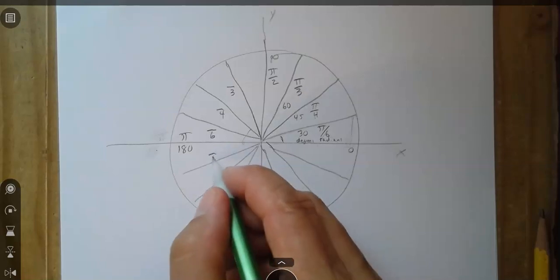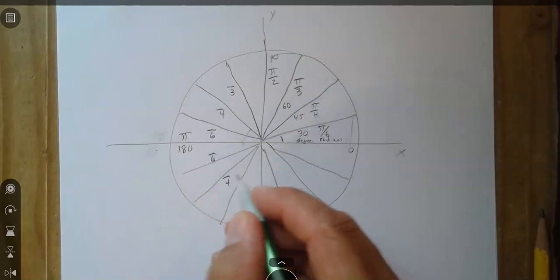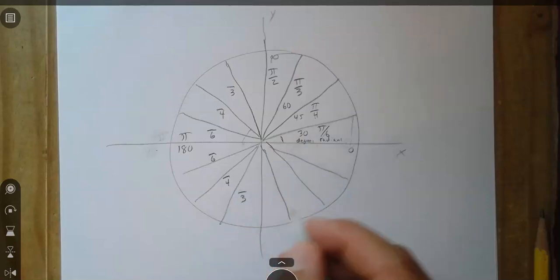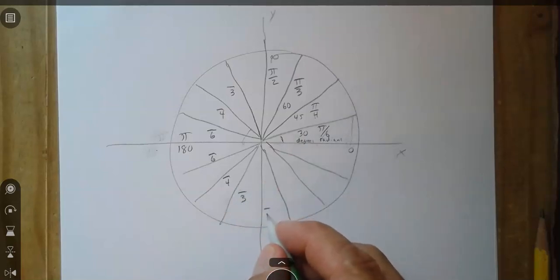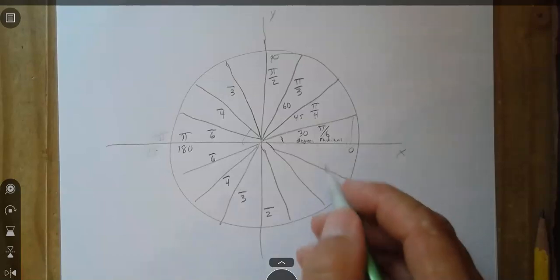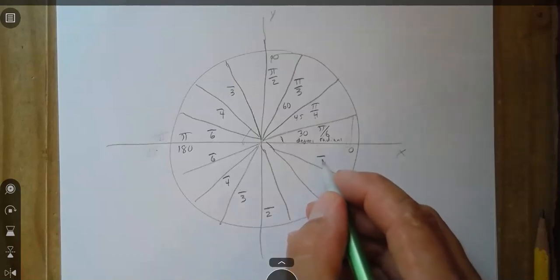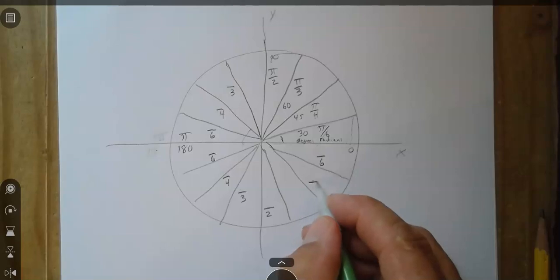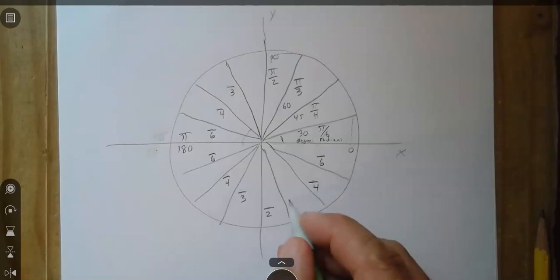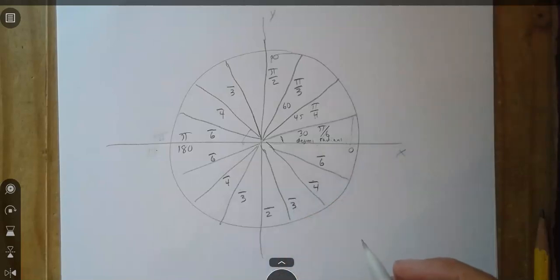This one's denominator of 6, denominator of 4, and denominator of 3. And then this started at 90, so it's denominator of 2. And then again, the one closest is going to be denominator of 6. One here in the middle is denominator of 4, and then this one will be denominator of 3.